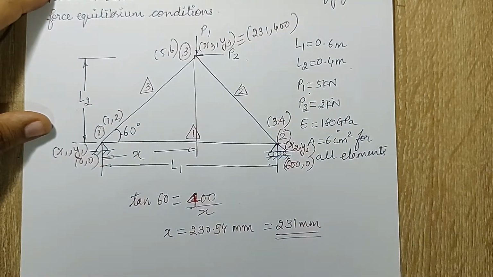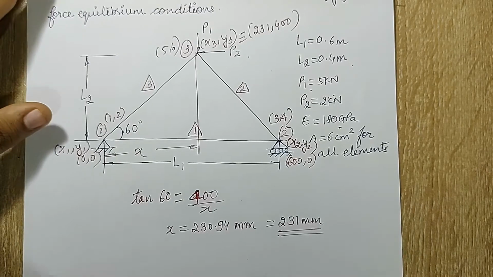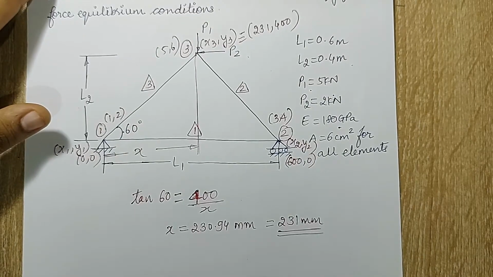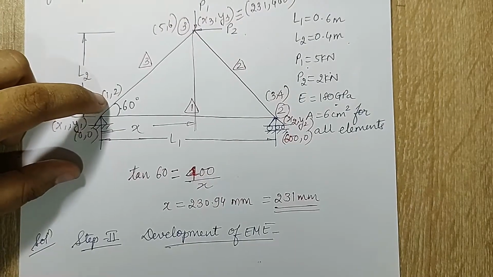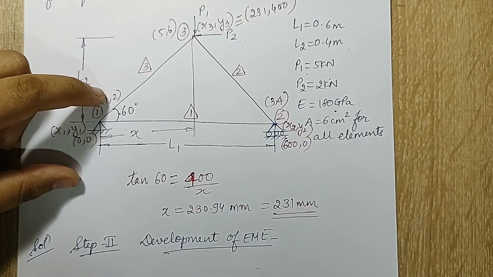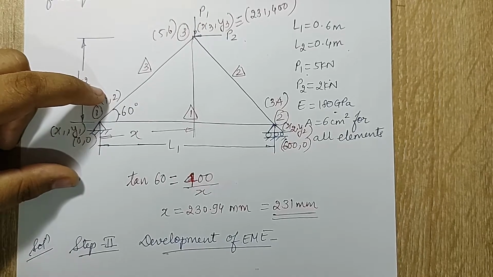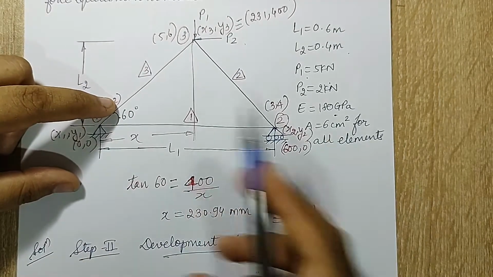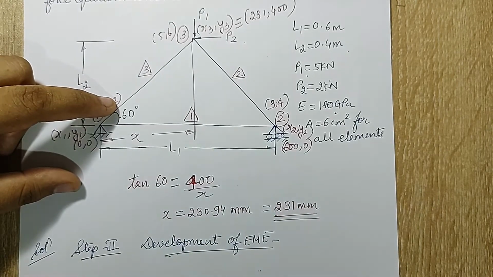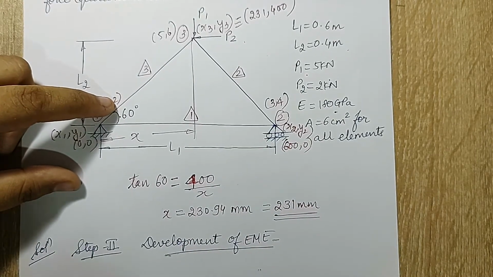So this is how I'm going to discretize this entire diagram. Now I'll go to step 2, which is development of EME. Now don't get confused, this is obviously the discretization diagram. Since it is given in the question, when you are solving it in the exam, obviously you will be reproducing this diagram in the paper. So I have directly shown you, and obviously you are also going to do the same on the answer sheet.